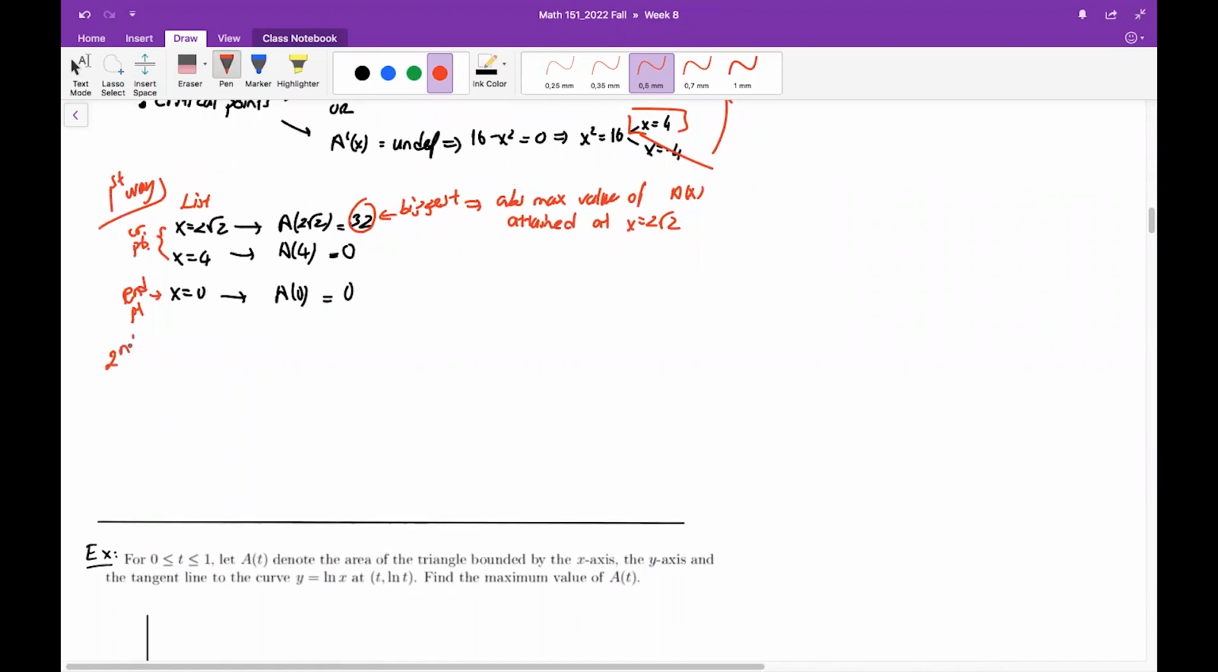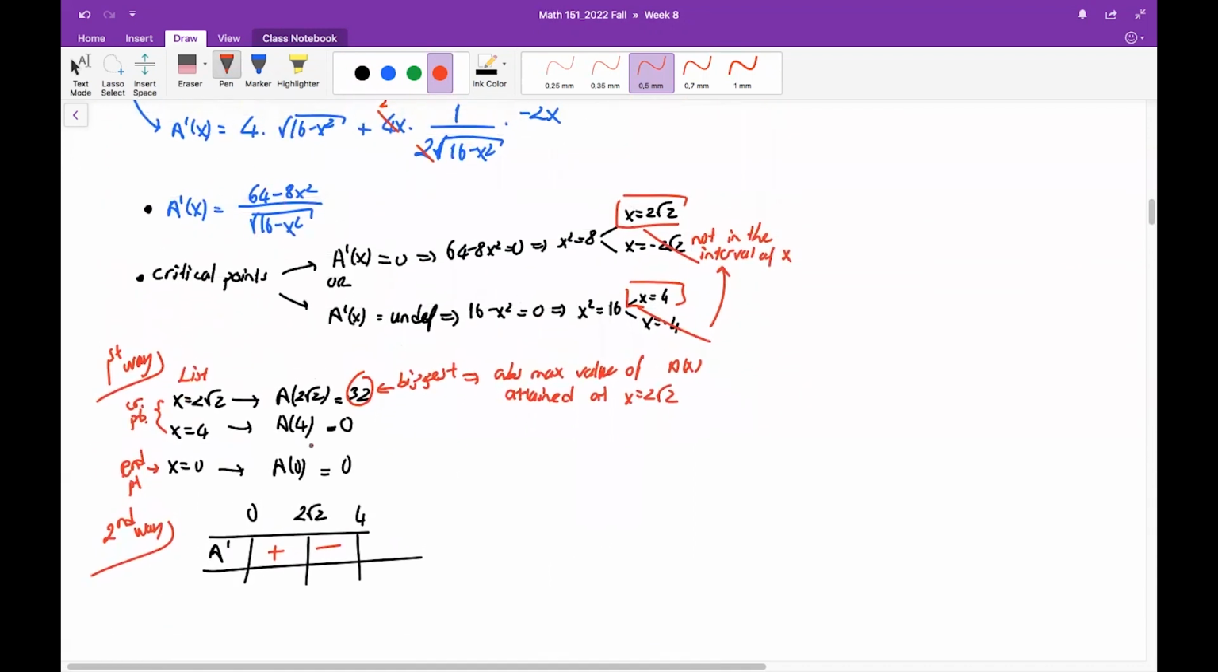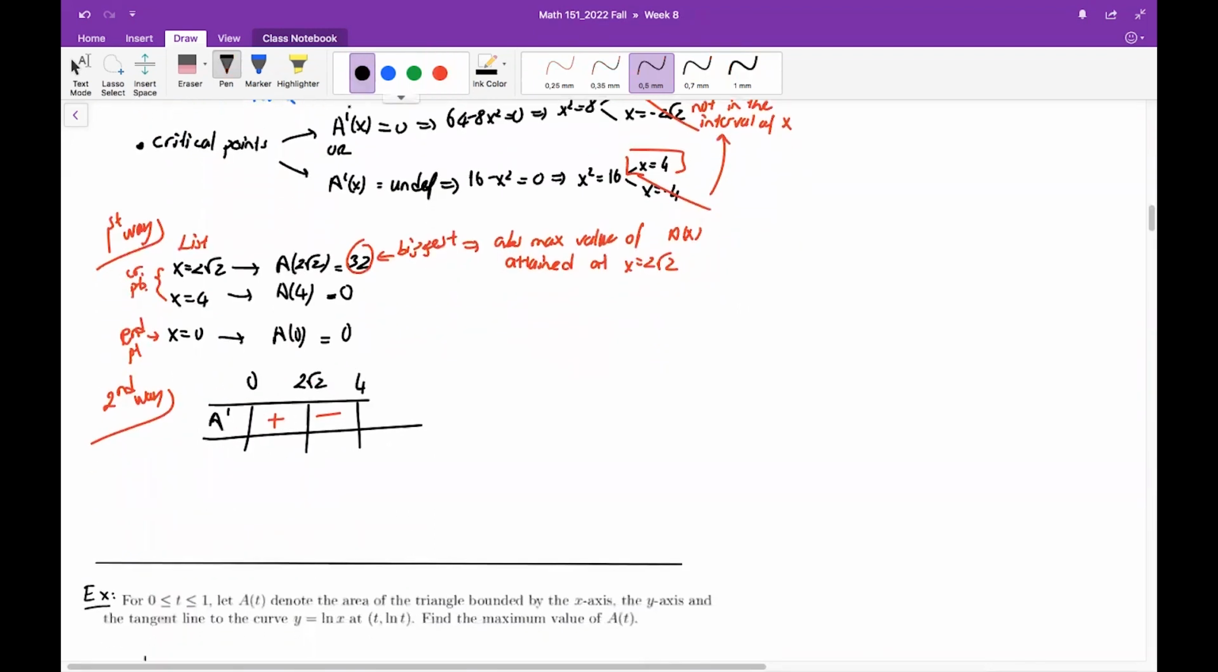What is the second way? You can also create a sign table for the first derivative function by putting the critical values on your table like this. And okay, over here, your first derivative function gets positive values. After 2 square root 2, it gets negative values. You can easily check this by choosing some particular values over these open intervals. And then what does this tell you about the original function?